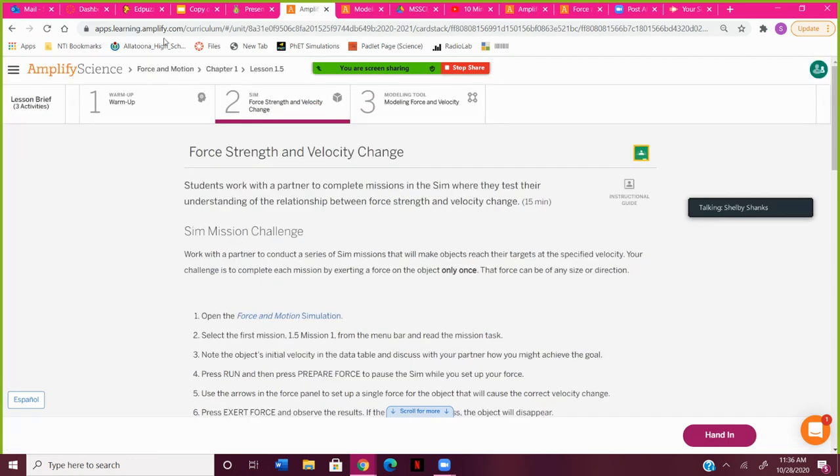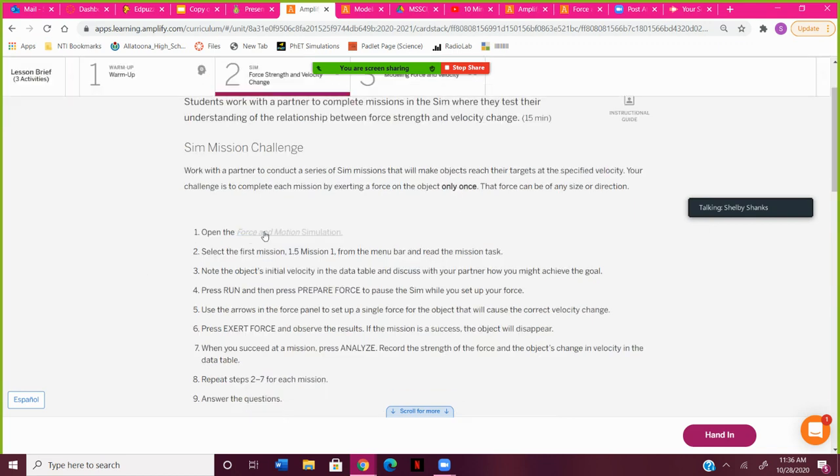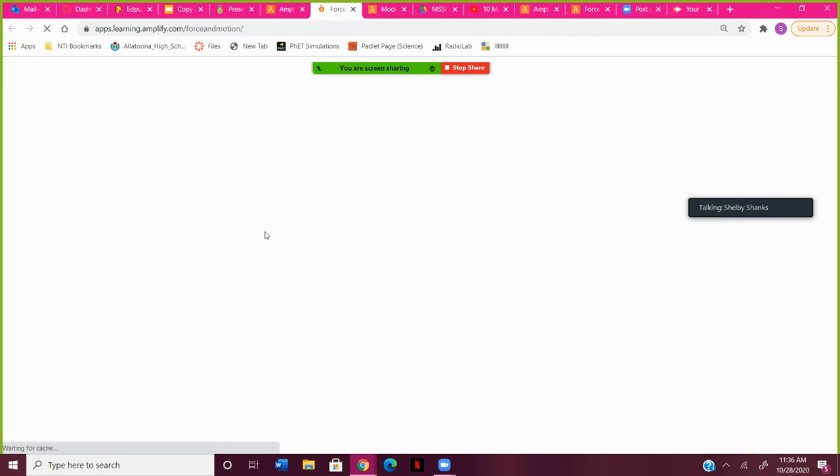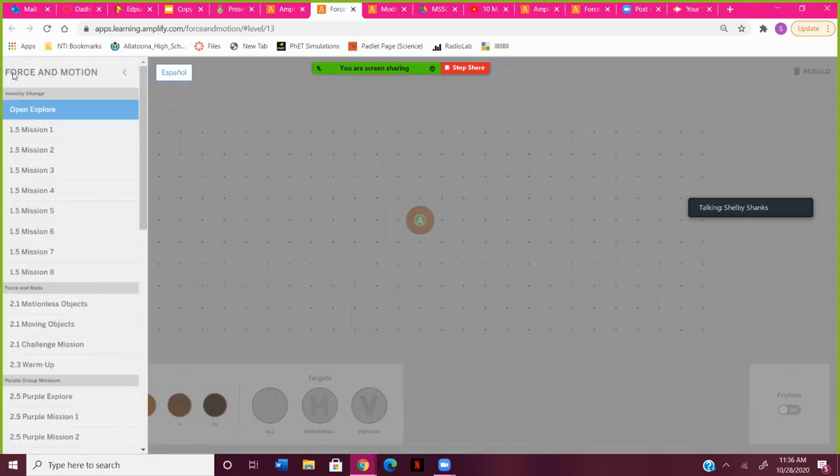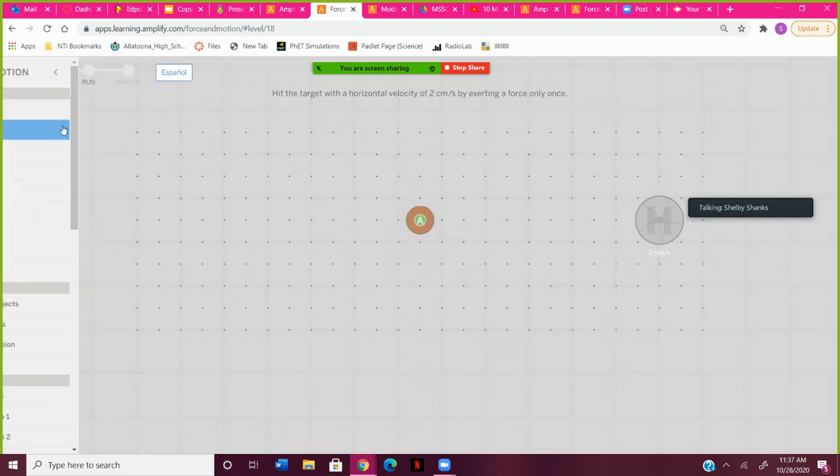All right, so if I'm in Amplify, I'm on tab 2 right now, and you guys can go there here in a second, or if you would like to go there now, whichever one you would prefer. All right, so this is my simulation. You guys have seen this before. We've got objects with different masses down here at the bottom. We've got our targets, which are going to come into play today. Friction, you can turn friction on or off over here. You've got your build, you've got run and analyze up here at the top left. And then over here with these 3 bars, I can open up the different missions. And so today we are doing 1.5, so I'm going to first start off with mission 1.